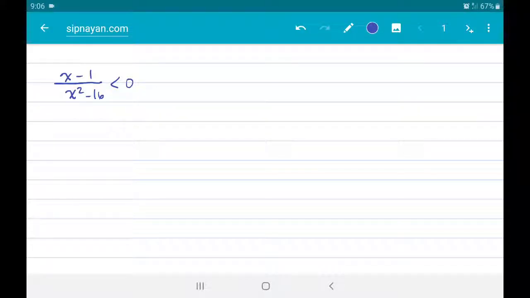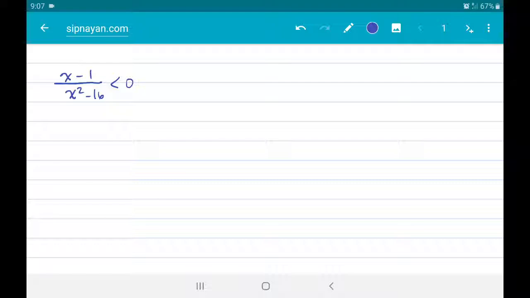In this video, itutuloy natin yung series natin on rational inequalities, no? So, sa mga previous videos na pag-aralan natin yung mga steps, kaya hopefully, by now ay alam niyo na kung paano mag-solve ng rational inequalities. Okay, let's have another example. x minus 1 over x squared minus 16 is less than 0.